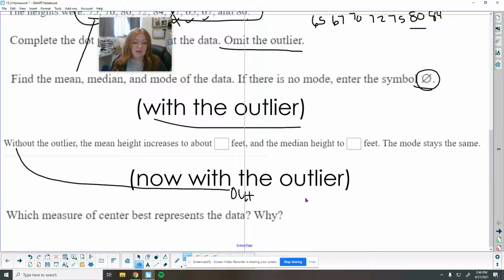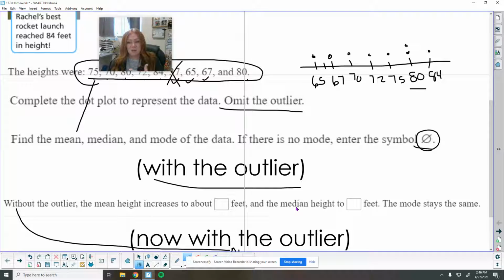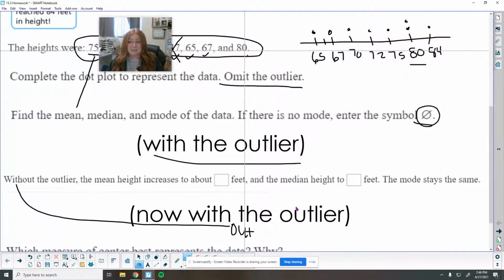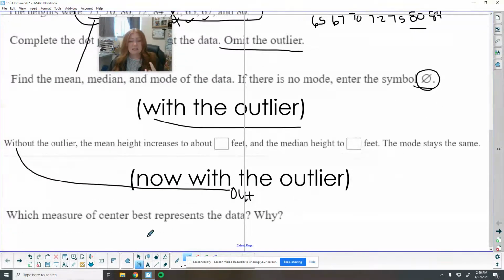So what do you feel like is the best measure of center that best represents the data? Wow, I'm having a hard time. Please bear with me. So do you think it is the mode? Is it the median? Is it the mean? So kind of which one best is in there and why do you think that?